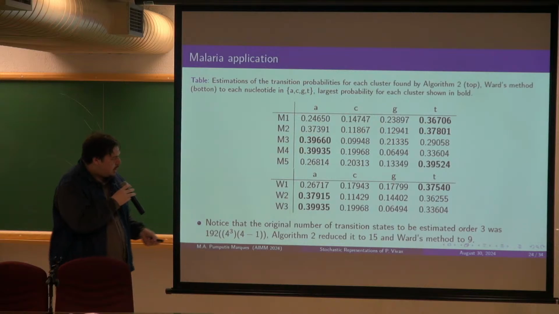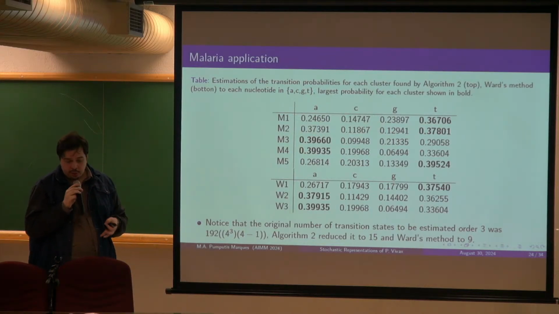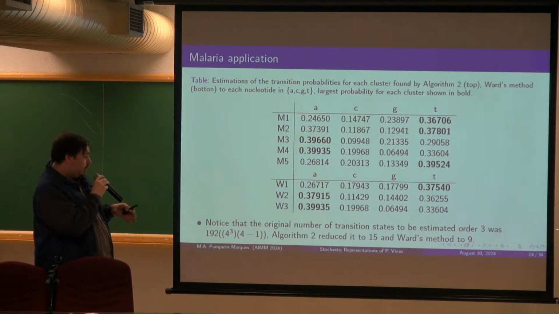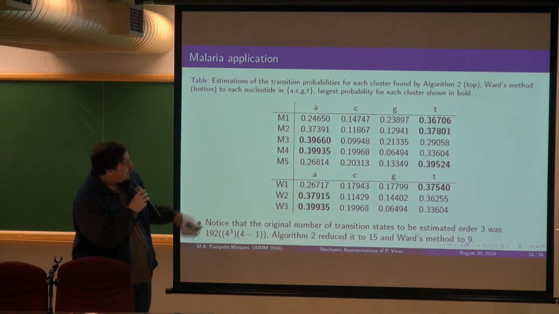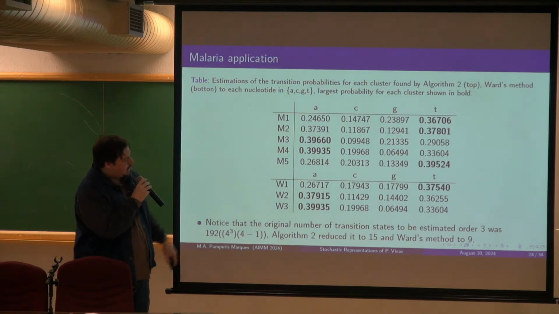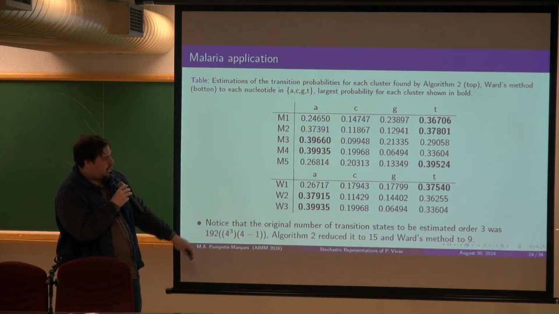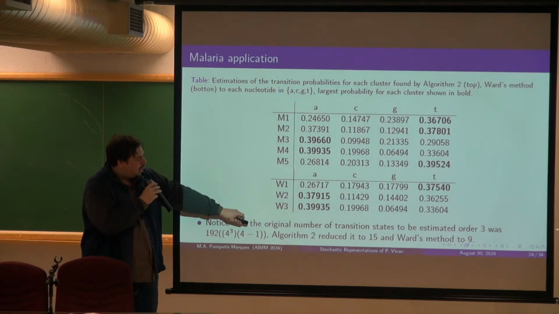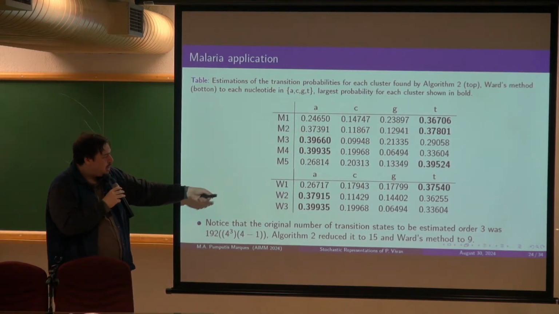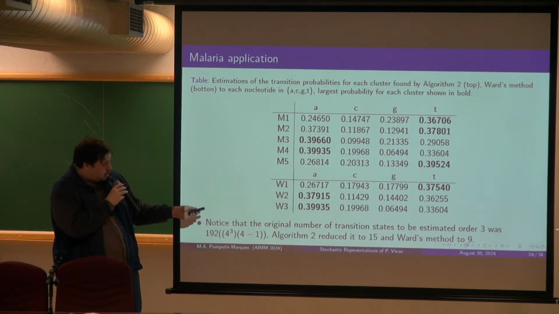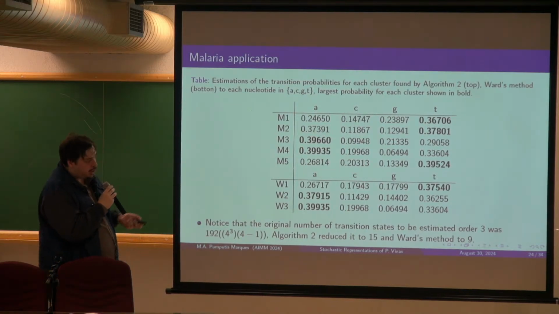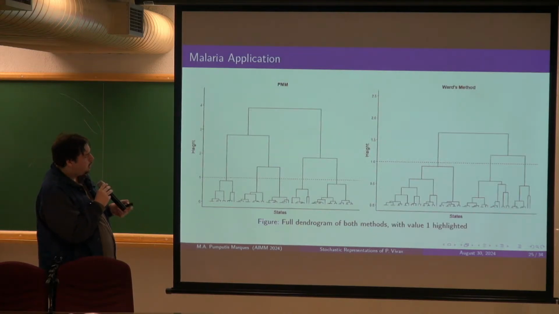So notice that originally, if we are using an order 3, we are going to have 192 parameters to be estimated. With algorithm 2, now we have only 5 groups, so it falls to 15. And with Ward, we have 3, so the number of parameters is 9. So from 192 to 15 and 9 is a very large reduction of the number of parameters to be estimated.